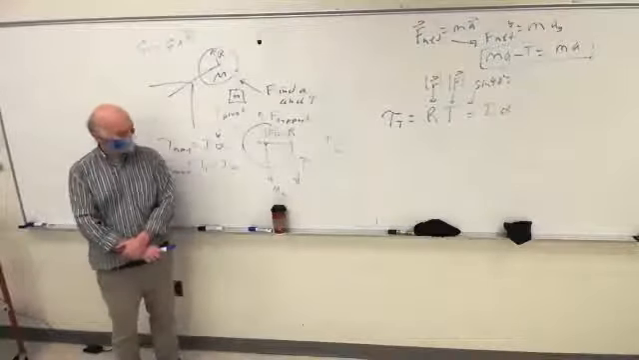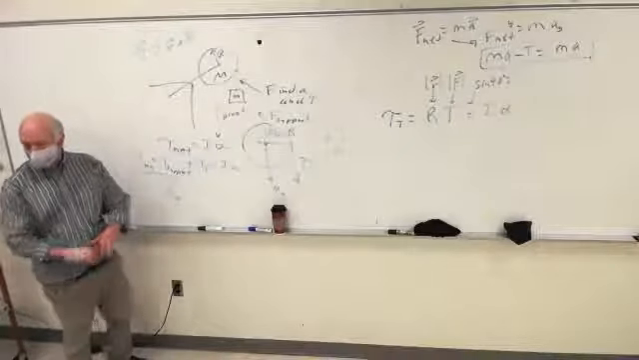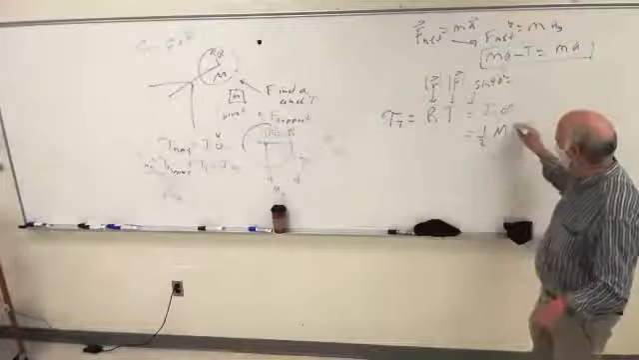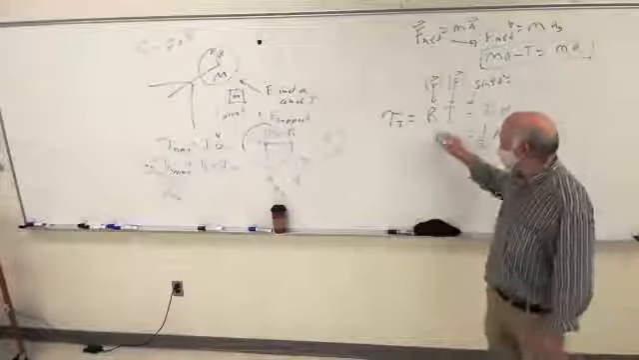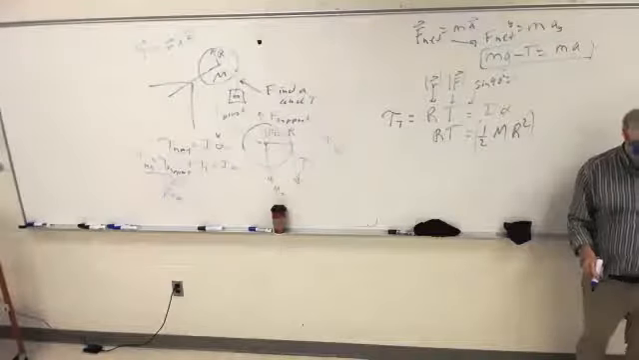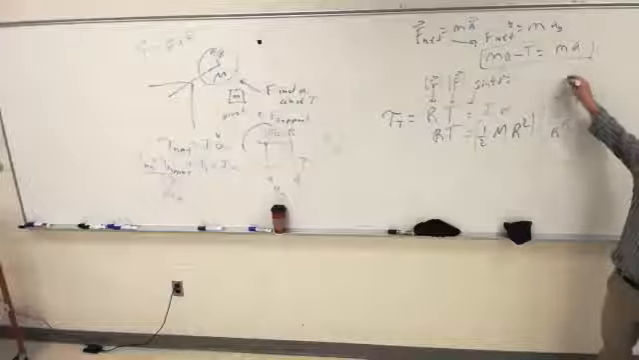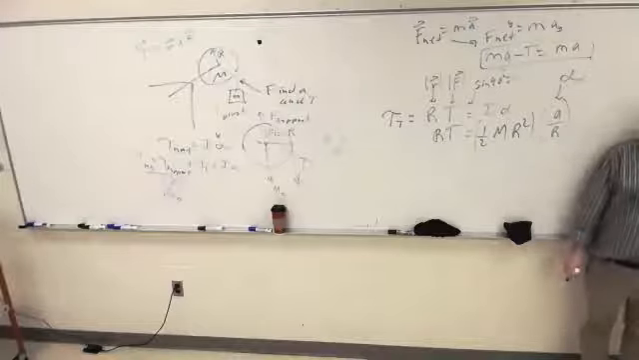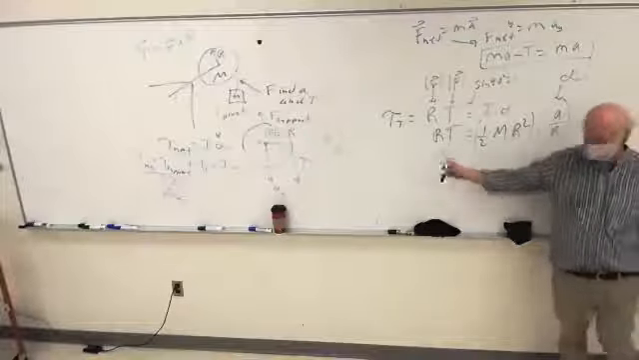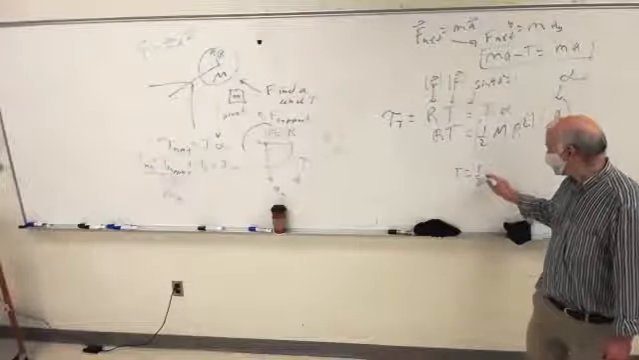Okay, proceed. Well, I is 1/2 mr squared. How do we relate alpha to A? Alpha is A over R. What happens? This R cancels one of the R's here, and the remaining R then cancels out. So all the R's cancel. So this gets T equals 1/2 MA.